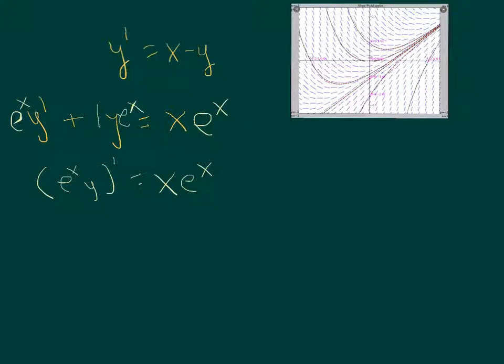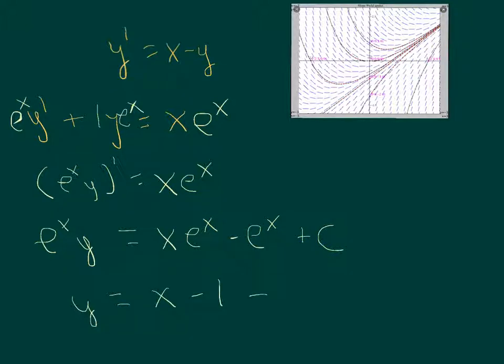And if I anti-differentiate both sides, the left side becomes e to the x times y. And on the right side, I have to use integration by parts to solve that. And once I do, I get x e to the x minus e to the x plus c. And then I can divide both sides by e to the x. And when I do, I get y is equal to x minus 1 plus c over e to the x, or plus c e to the negative x, as the general solution to this differential equation.